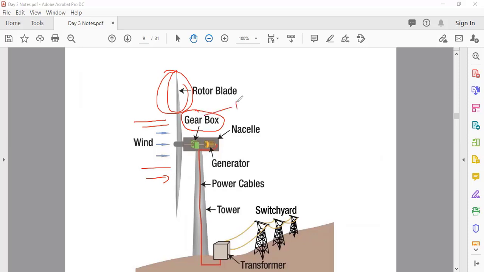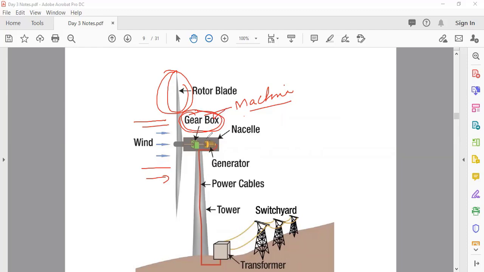Gearbox is a machine which will increase the rotation. You know the bicycle, which has gears, and by applying a small force, they move really fast. The function of a gearbox is to increase your force. This question will not come in the exam. What is a gearbox? I'm just explaining to you because you are physics and chemistry students. So the gearbox will increase the rotation.